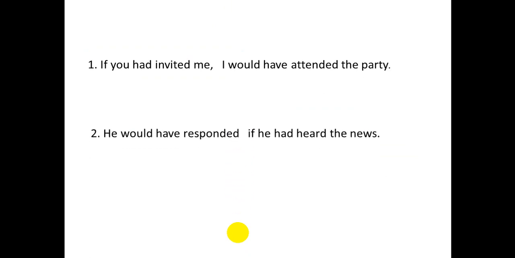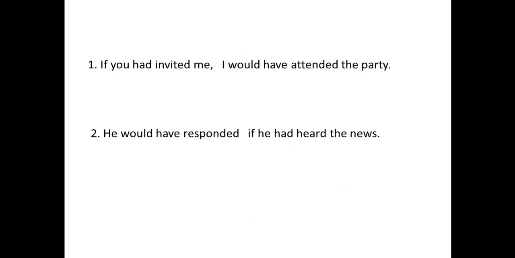Let's move on. If you had invited me, I would have attended the party. He would have responded if he had heard the news. Here are two more sentences containing if. Can you guess the message?